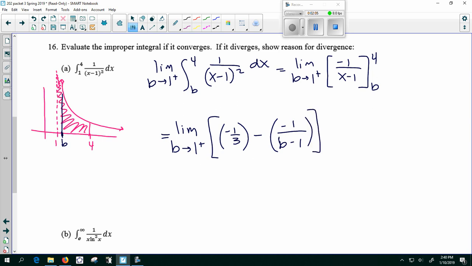And now when I take the limit, 1 over (b minus 1), when b approaches 1 from the right, so imagine b being 1.1, 1.01, 1.001. When you're subtracting 1, you're getting teeny, teeny values in the denominator of this fraction. When the denominator goes to 0, the value of the fraction blows up. So this has a negative in the numerator. So this is going to go to negative infinity. So this is negative a third plus infinity, which is infinity. So this diverges.